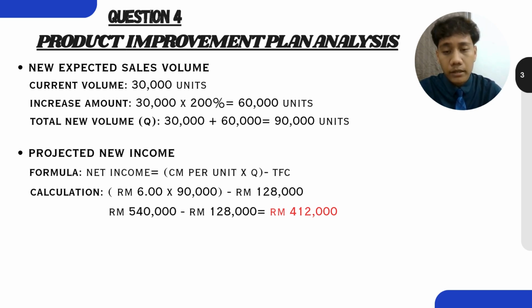Finally, the new income. The calculation is RM6 times 90,000 units minus RM128,000, that total fixed cost that we got earlier. So the next step is RM540,000 minus RM128,000 equals RM412,000. So the final new income is RM412,000.